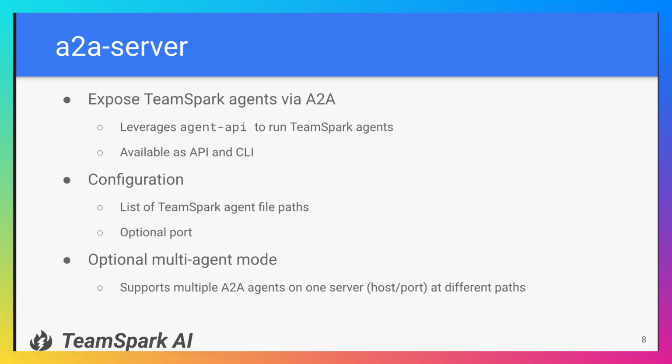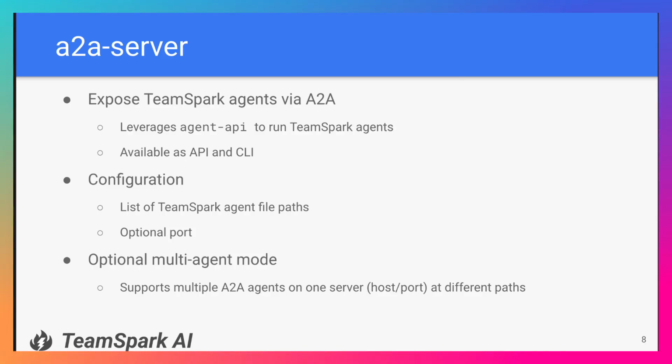And that is that the first part of this is that we built an A2A server. So we basically built a server that sits in front of TeamSpark agents using the Agent API. It essentially fires up the TeamSpark agents over Agent API, and it adapts them to the A2A protocol. So it implements the A2A server protocol and calls the TeamSpark agents over the Agent API. So A2A server is a separate package in our main repo. You can use it now. It's available as an API and a CLI. Its configuration is pretty simple. You just give it a list of agent file paths and an optional port.